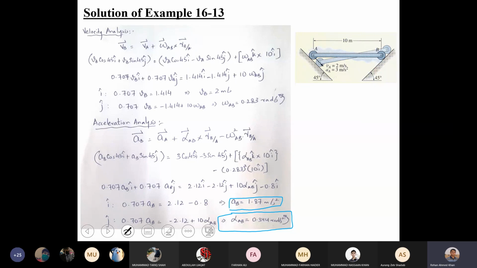So alpha aapka positive aaya, iska matlab kya hai ki this alpha is acting in a counterclockwise direction. What was the direction of omega jo aapne isse pehle velocity analysis mein nikala tha? Counterclockwise. Wo bhi counterclockwise tha. So alpha and omega have come out to be in the same direction. So what does it mean? Accelerate ho raha hai. The body is angularly accelerating at this moment. Is this point clear to all of you? Yes. So with this example 16-13 is complete.